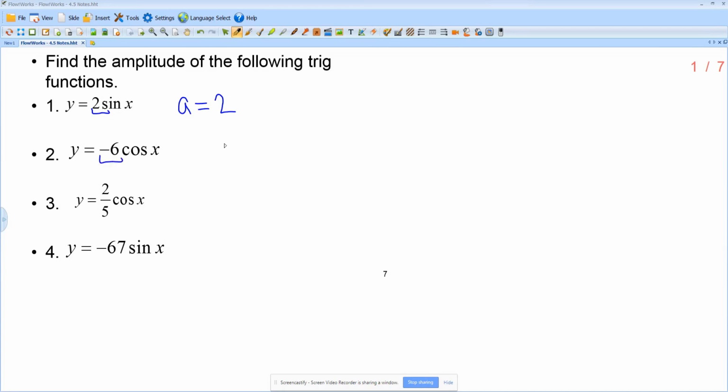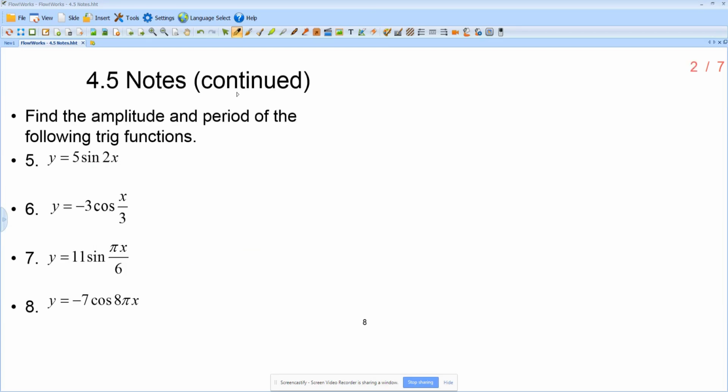Here, a is not -6, a is just 6 because it is the absolute value of the coefficient. So this is sort of like a vertical stretch, going back to section 1.4. The negative represents a reflection. Here, a is 2/5. So that's sort of like a vertical shrink. I'm only going to go 2/5 up from the center and 2/5 down from the center. And here a is 67. Again, just that idea of the absolute value. So amplitude is going to be one of the things that we're going to need in the graphing.